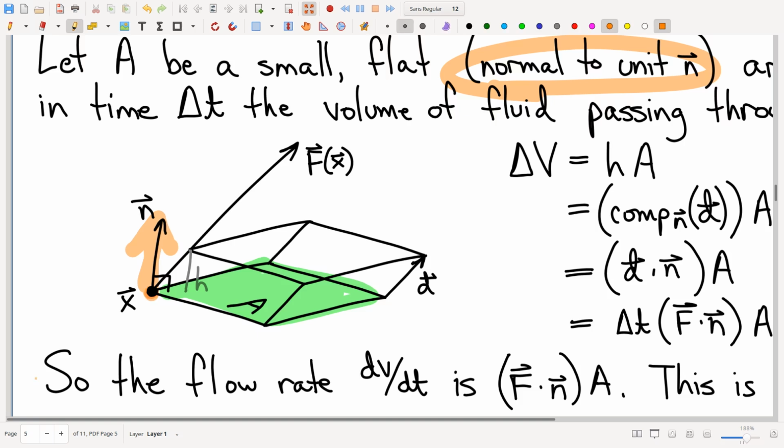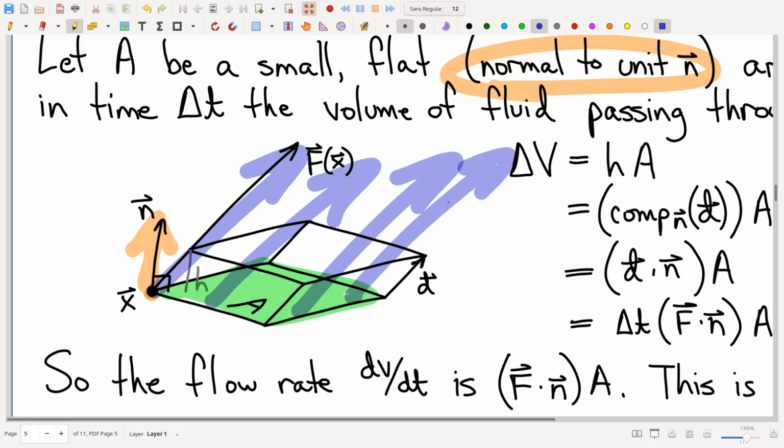So in particular, if my fluid is like this, and it's flowing through in that direction as we were considering, what am I going to get for my flux? Well, it's going to involve this F dot this N. You can see that dot product is positive because the angle's an acute angle, right? This would give us a positive flux, meaning that this direction that the normal vector is pointing, that's what we consider the positive direction through the surface.